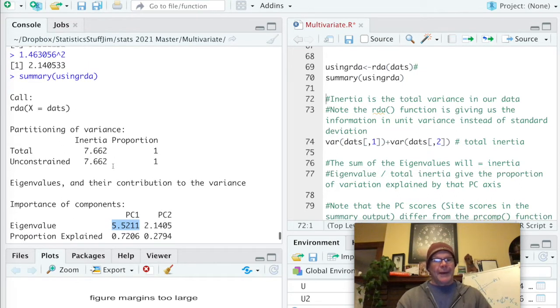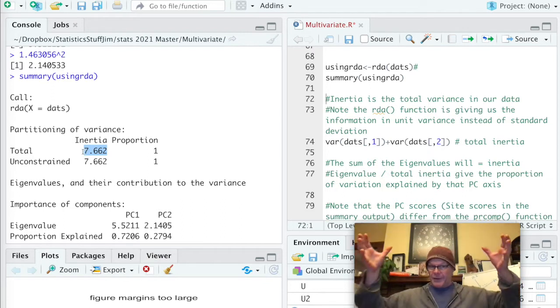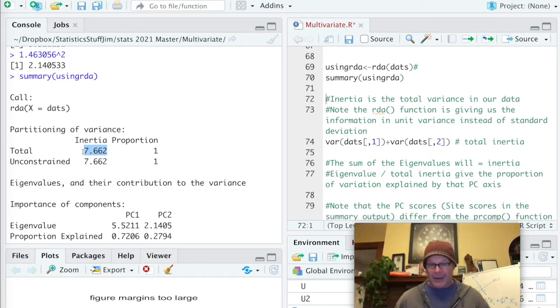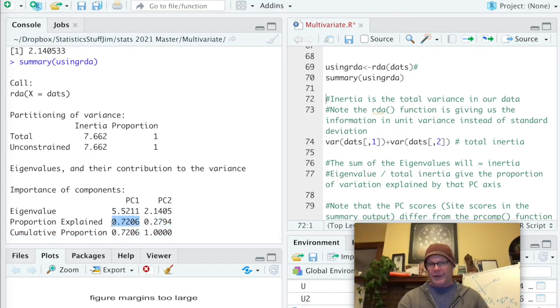Right. And then we've talked already about where this proportion explained is coming from, right? So we know that the total is 7.662. That's the total variance that is in our data. And we know that the first principal component then is explaining 72% of the variation because 5.5211 divided by 7.662 equals 0.7206.